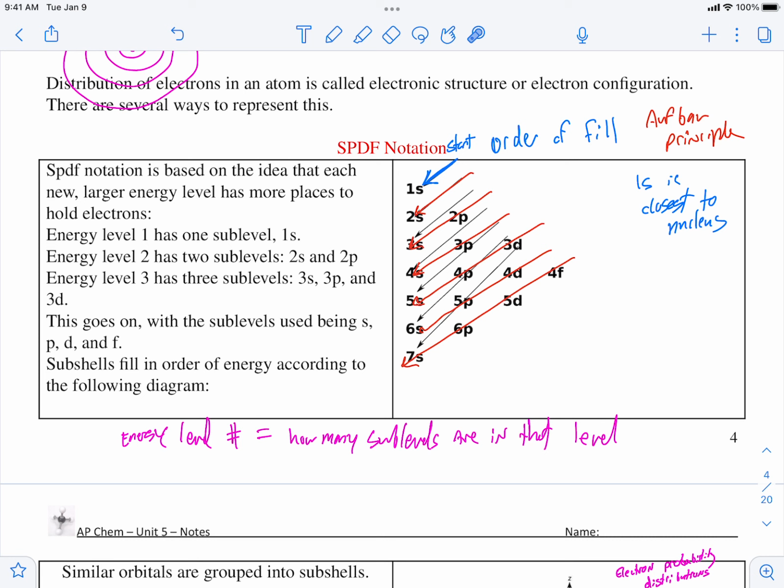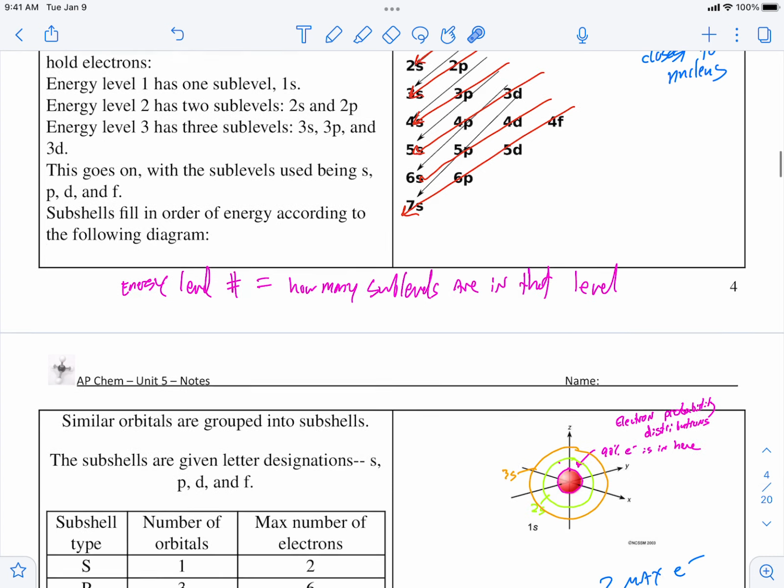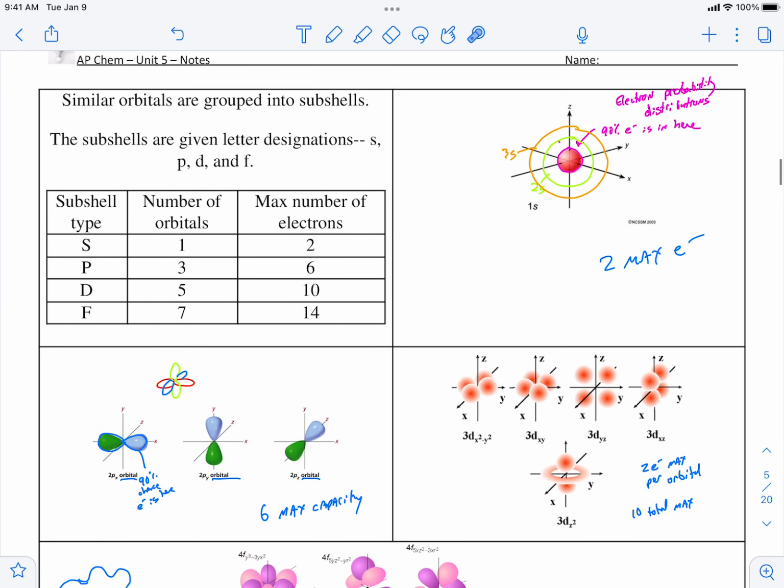So we have these energy levels. There's a certain order, and we know that these different types of sublevels have different capacities. The s holds 2 electrons, the p's hold 6, the d's hold 10, f's hold 14. There's no g sublevel shown on here, but if we did include a g, how many orbitals do you think it would have? It would have 9. And the maximum number of electrons, therefore, would be 18.